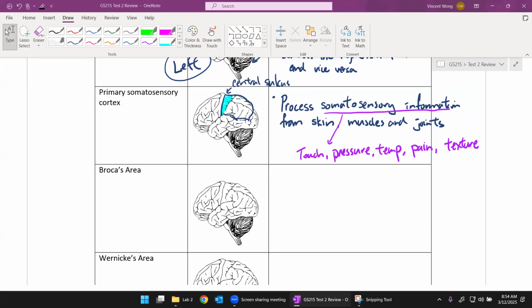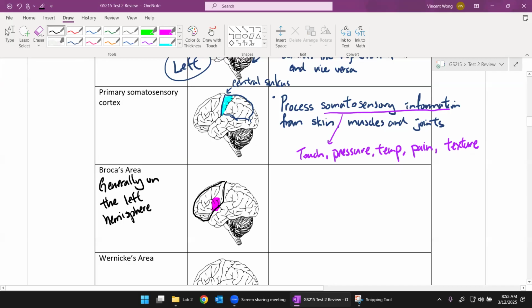Next, we have Broca's area, and Broca's area is located in the frontal lobe. There's your frontal lobe. Broca's area is around here. Generally, for most people, it is on the left hemisphere. Okay? You don't have symmetrical distribution of these areas sometimes in the brain.